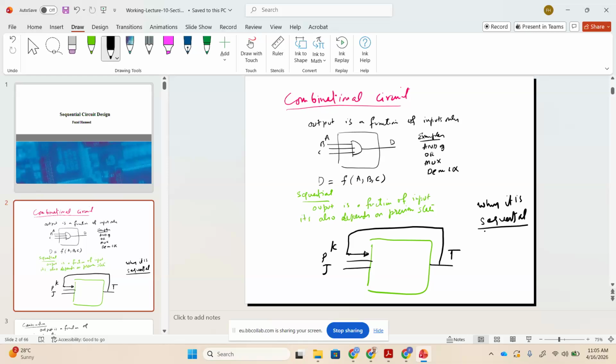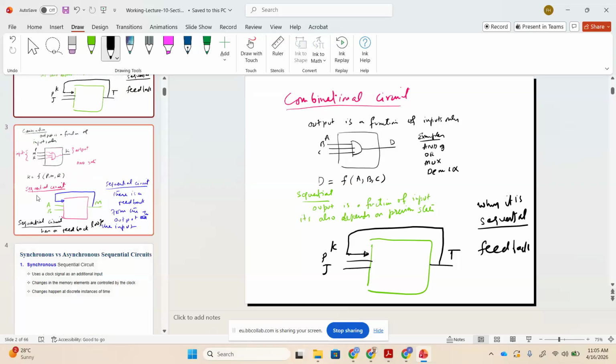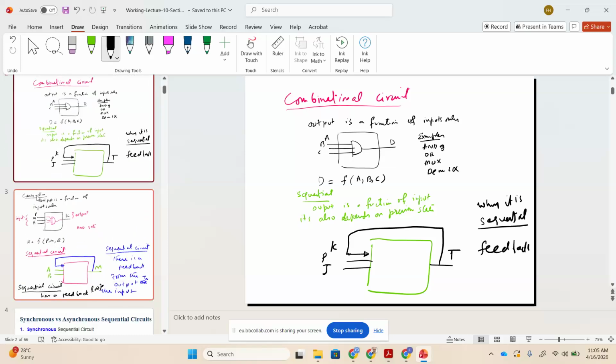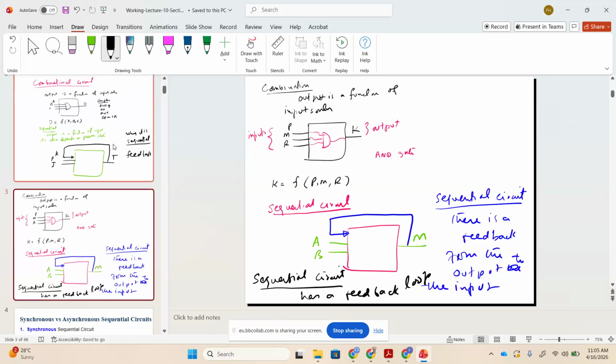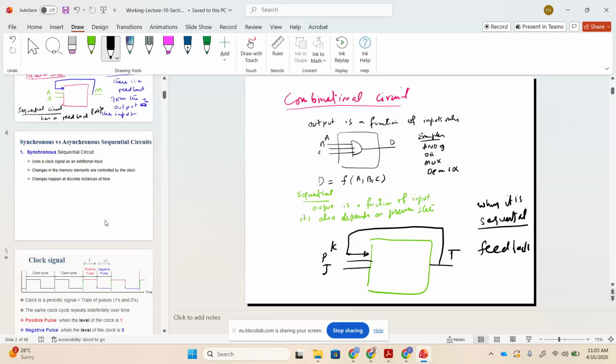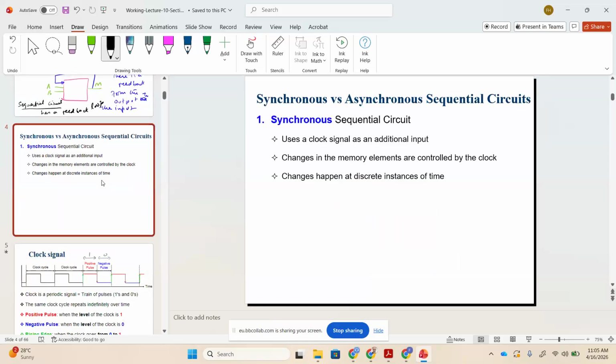So why is it sequential? The output now has a feedback, and that's the reason this is sequential. Do we have feedback in the above circuit with A, B, C? Do we have feedback for the AND gate? No, we don't have any feedback. Got it or not? This is the difference between a combination circuit and a sequential circuit. Any question? When there is feedback, it is a sequential circuit.